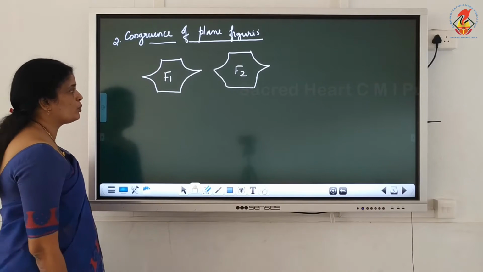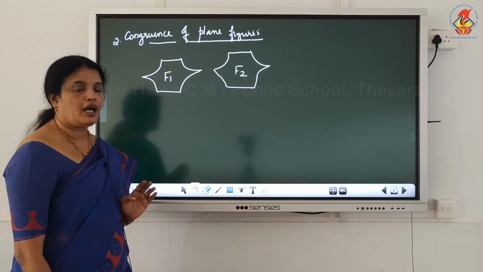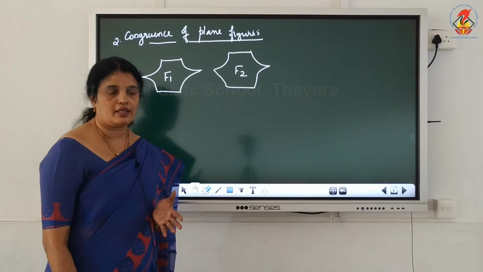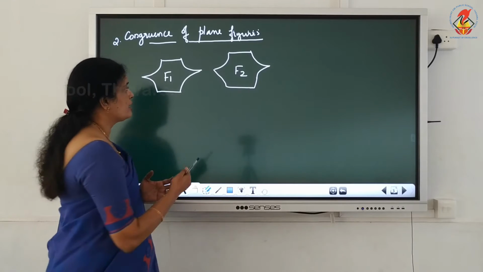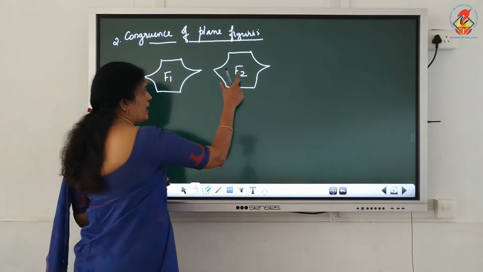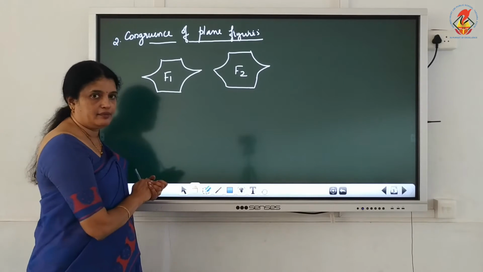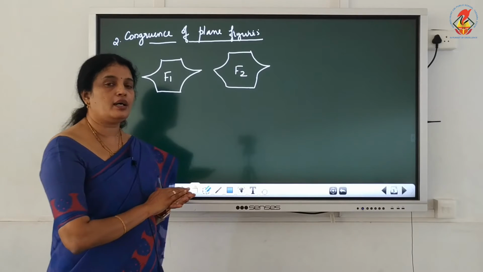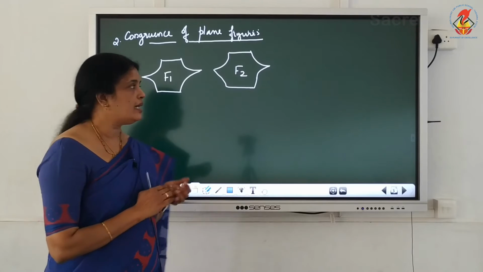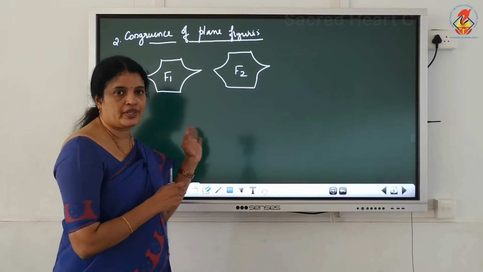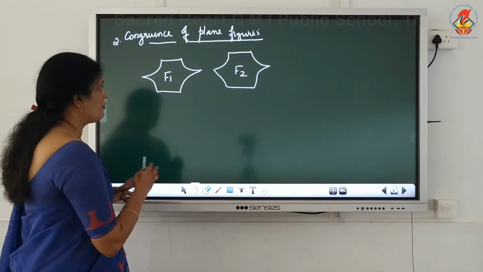Congruence of plane figures means what? Here F1 is the first figure, and the second figure is F2. How can you check whether these two figures are congruent? One method is called the superposition method. Trace a copy of one of the figures, F1 or F2, and place it over the other. If it covers the other completely and exactly, these two figures are called congruent, that means same size and shape.